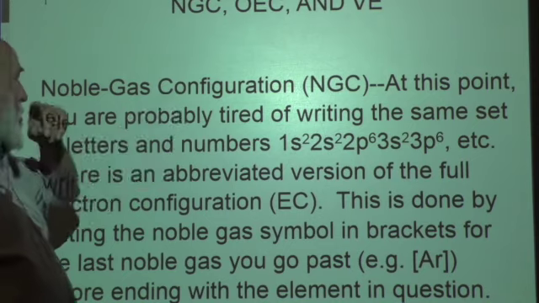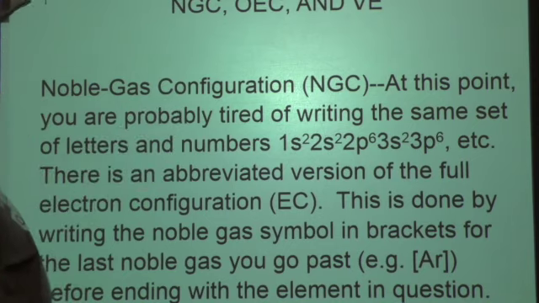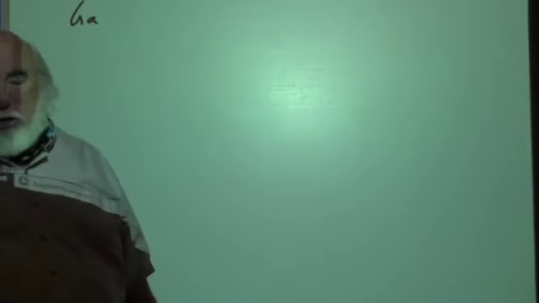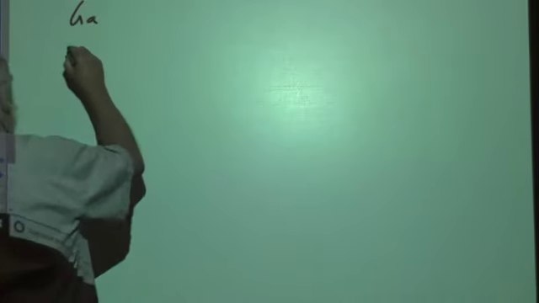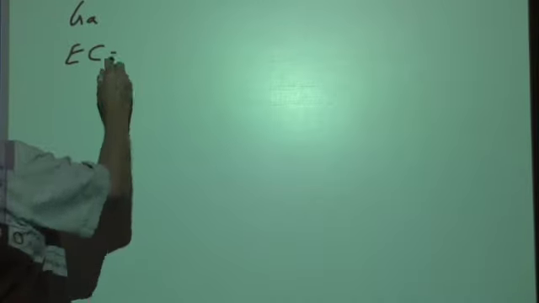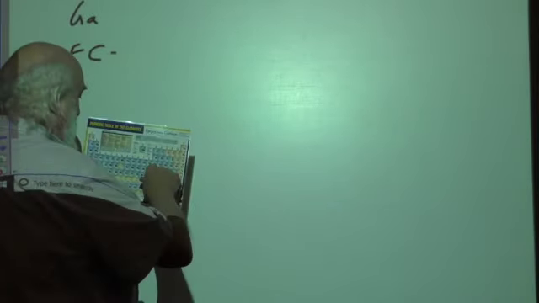NGC stands for noble gas configuration. Now, what that means is this. Let's suppose we have gallium. Again, you're going to need your periodic charts for this. And we're going to put down the electron configuration for gallium. We call the electron configuration now EC. And gallium's number 31 right here.